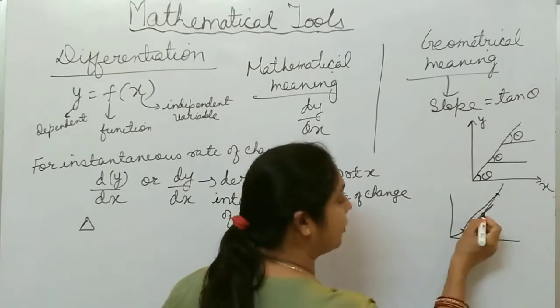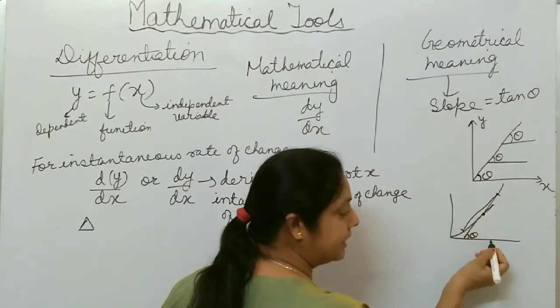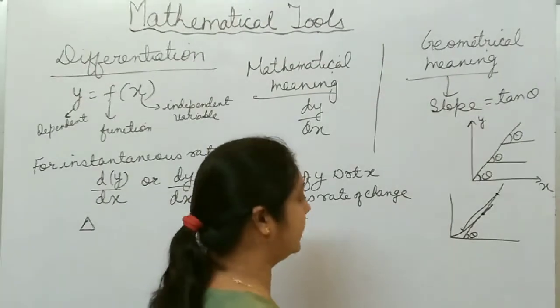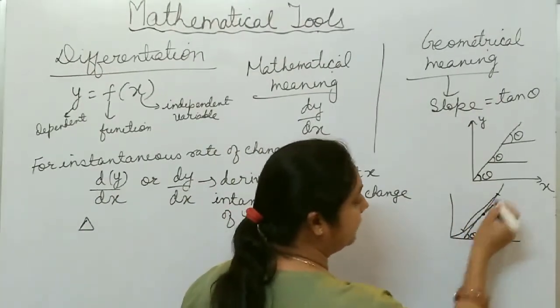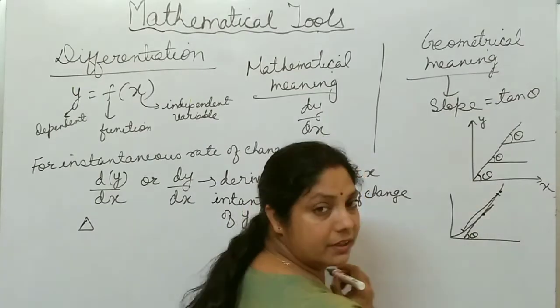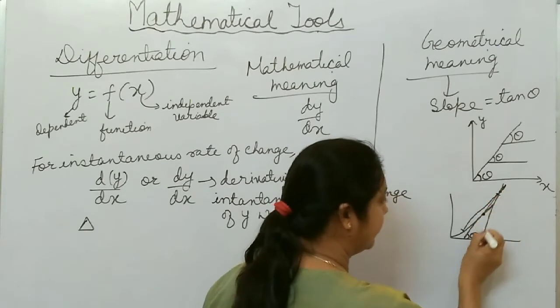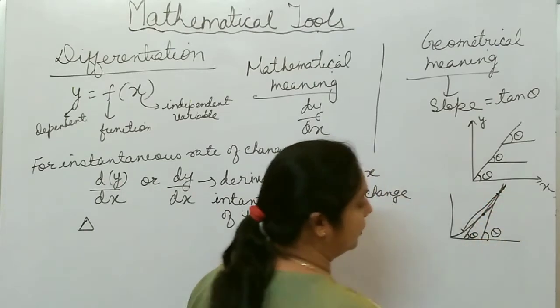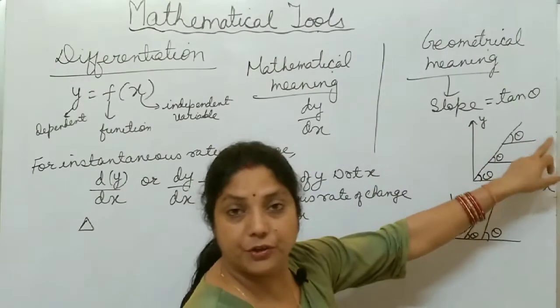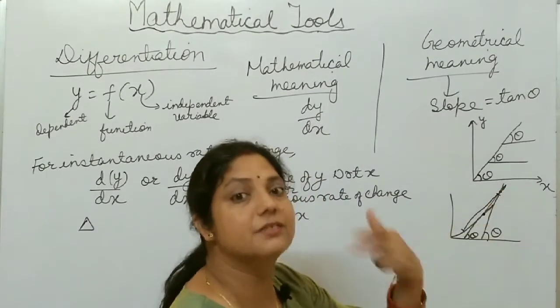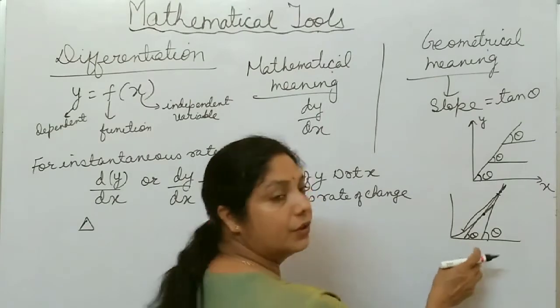For that you draw one tangent, and how much angle it makes with the x-axis, that gives you the slope, tan theta. Here, if you want to find the instantaneous value at this point, you draw one tangent at this point also, right? It makes angle theta. Okay, here theta is the same for uniform motion, but for non-uniform motion theta is different at different places, it means its value changes. It is for non-uniform motion.